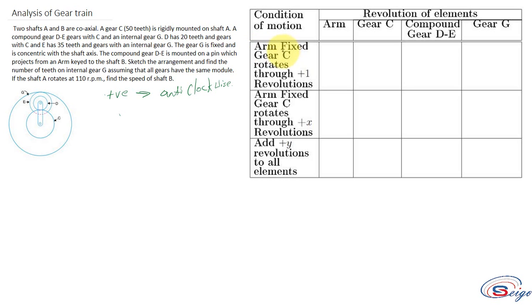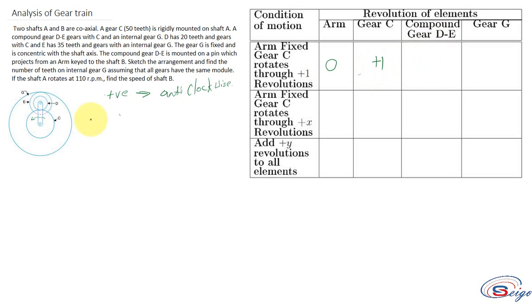So here the arm is fixed and gear C rotates through +1 revolutions. You can see that this is the arm and here the arm is fixed. So the motion for the arm will be 0, right? Then you can see that gear C rotates through +1 revolution. That means it is rotating in an anti-clockwise direction, so here it will be having +1.